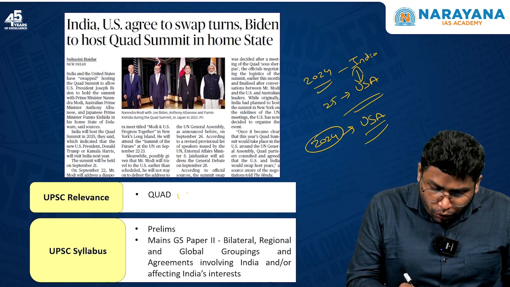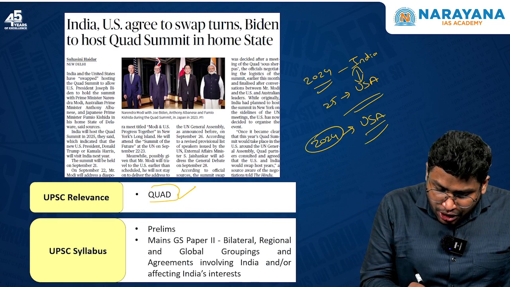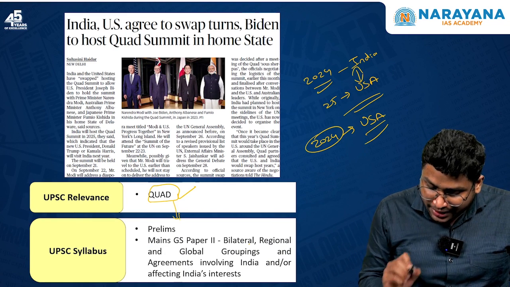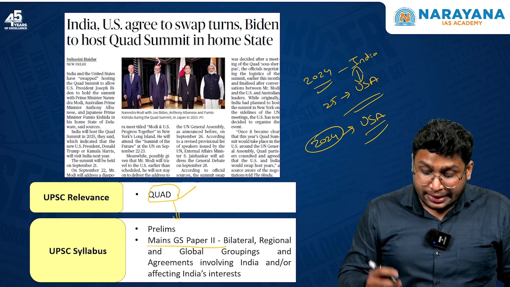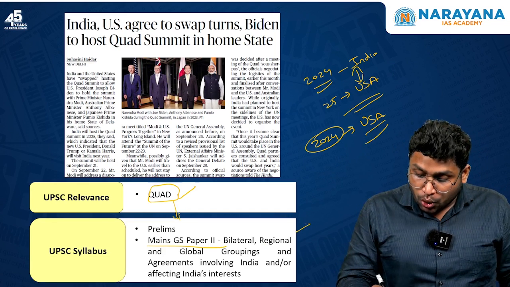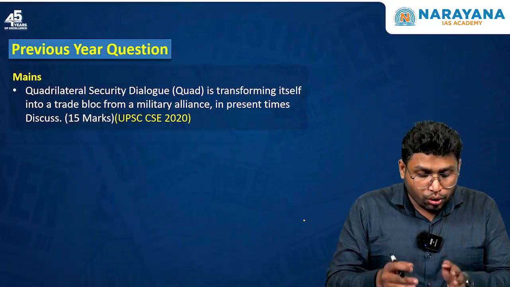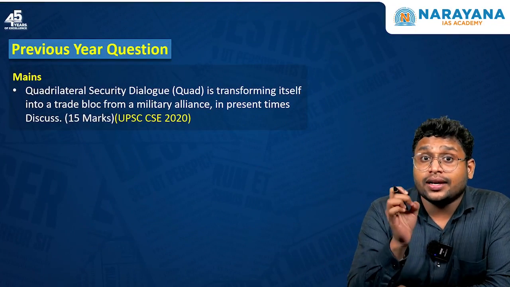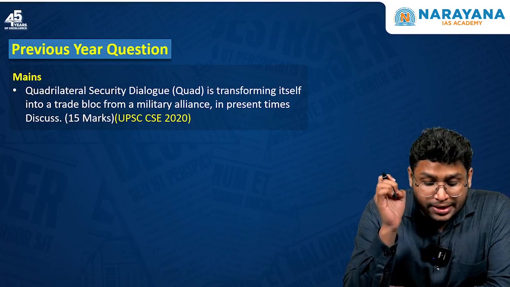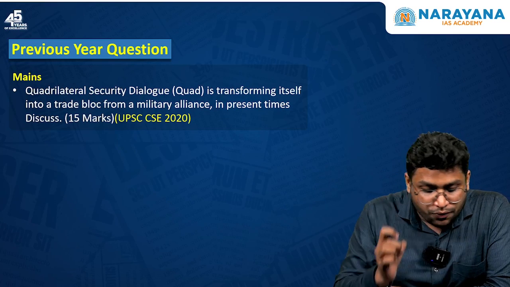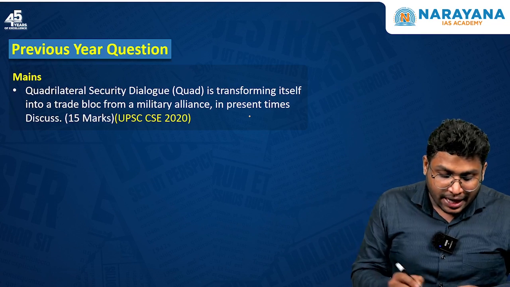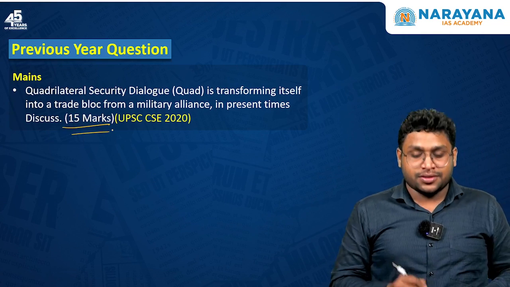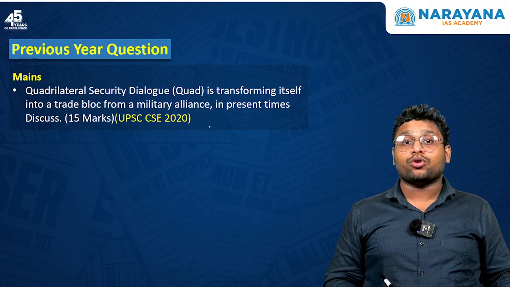Now we need to know what is Quad, and the Quad as an institution becomes very relevant for international relations. So Mains GS paper 2 specifically mentions bilateral, regional and global groupings, Quad being one of them. Now look at this previous year question which was earlier asked on the Quad. Quadrilateral Security Dialogue is transforming itself into a trade bloc from a military alliance. In present times, discuss for 15 marks. So definitely you need to have a good idea about Quad.